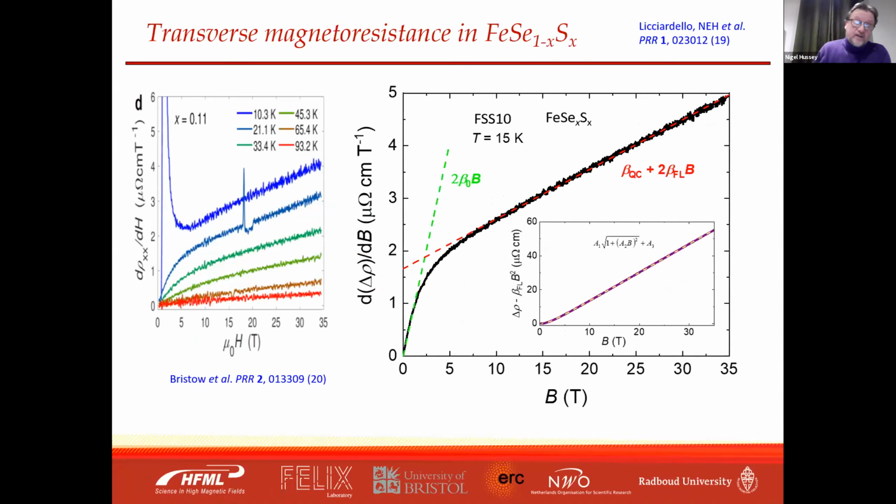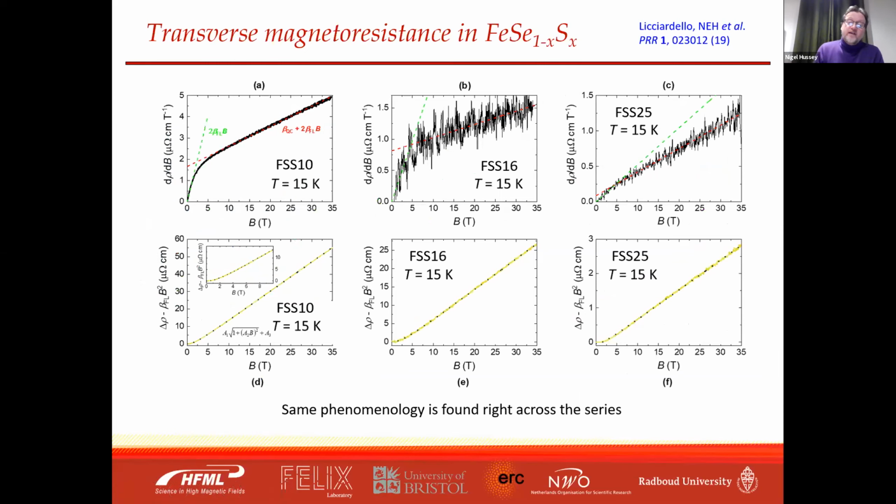Again, this is something which was seen similarly by Amalia's group, where again, here I show the derivative around a similar doping level. And you can see again this behavior of this sort of B plus B squared form at high fields and the B squared term at low field. And what was really striking about this is that it was actually there at all doping levels. So here I just again show the full derivatives of some respective curves, all at 15K. So this is all above the superconducting transition temperature. And again, subtracting off this high field B squared term, you see essentially the same form underlying this, which is this quadrature form of the magnetoresistance.